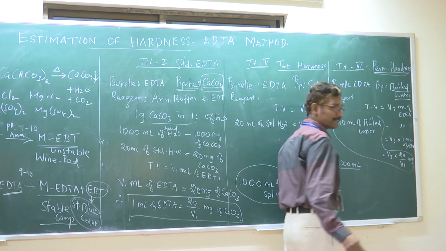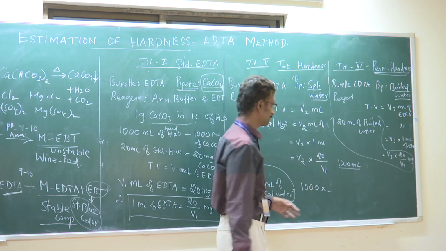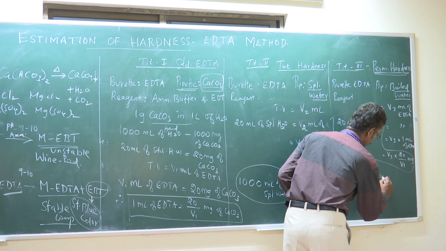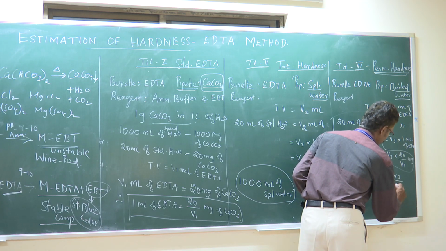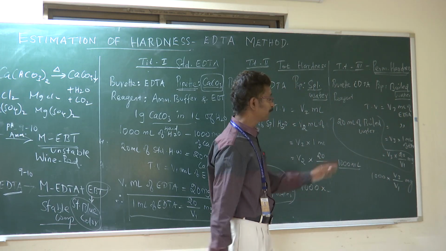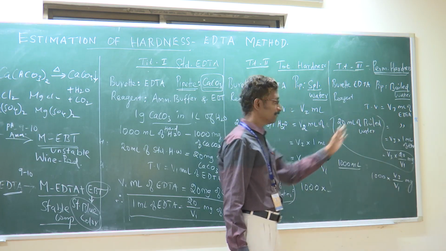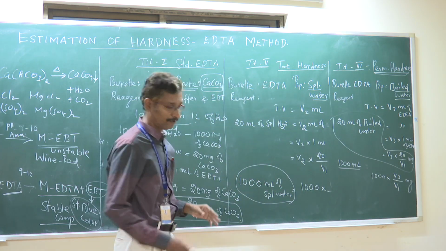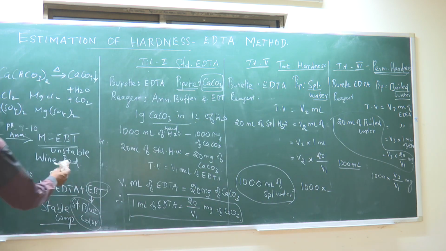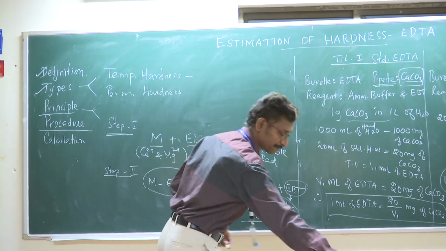Why 1000 ml? Always the hardness should be expressed in terms of ppm or milligram per liter. So 1000 into V3 by V1 milligram of calcium carbonate equivalent. From this we can easily calculate the permanent hardness. From the earlier calculation we get the total hardness. So we know total hardness and we know permanent hardness. Then we can get the temporary hardness.